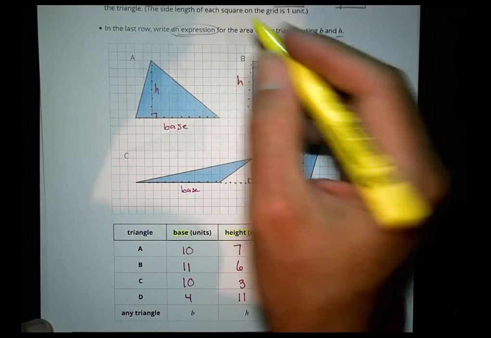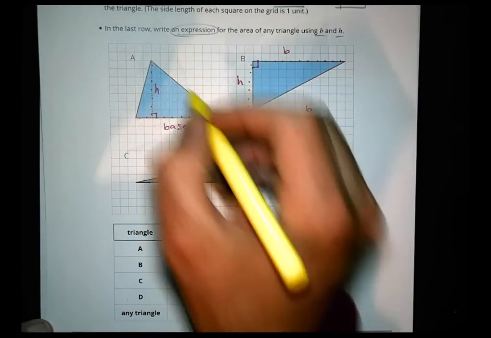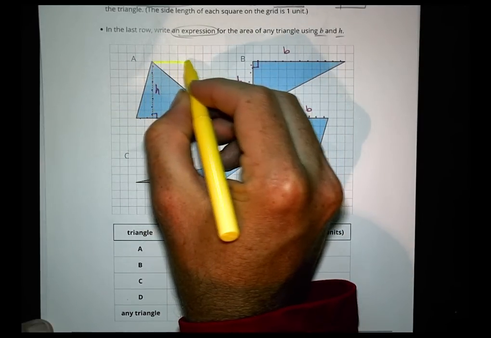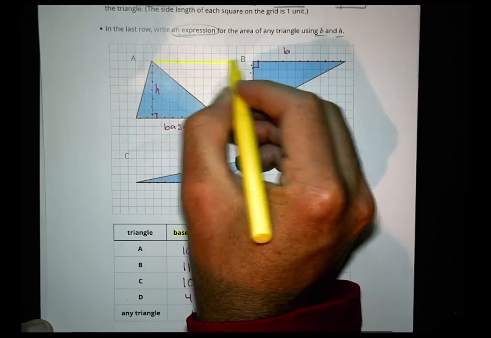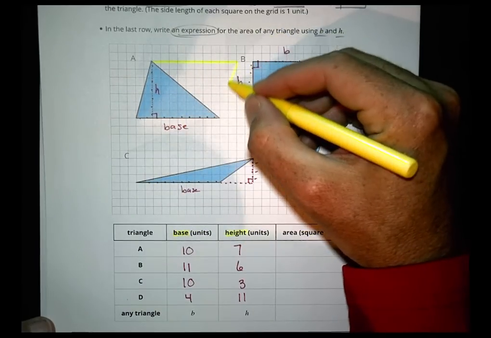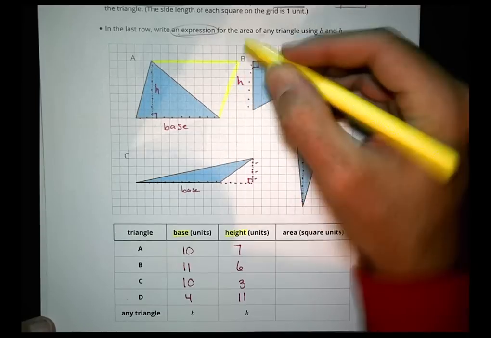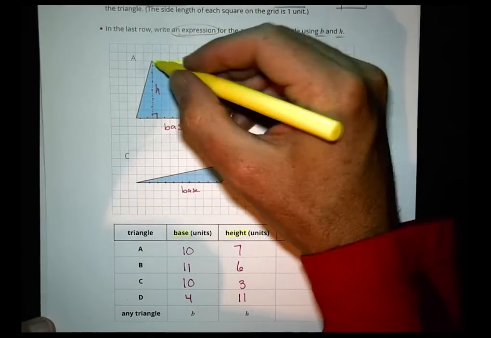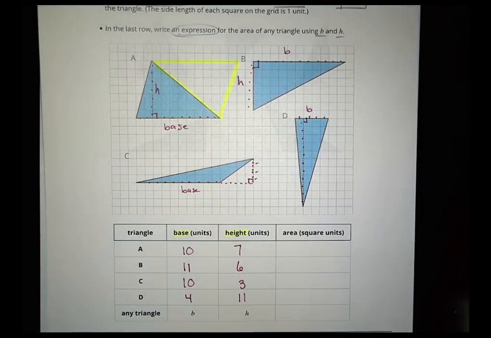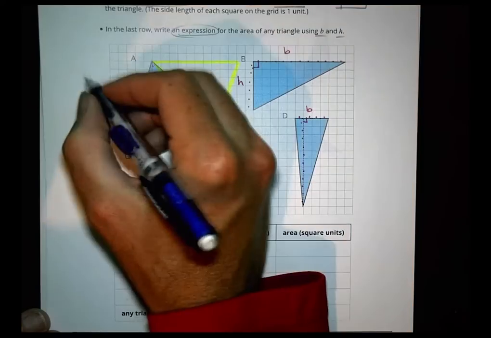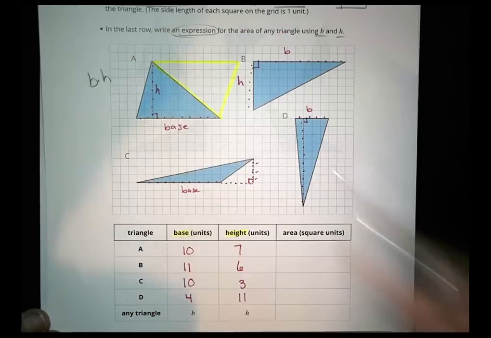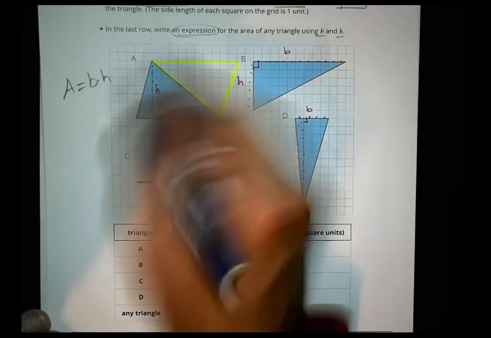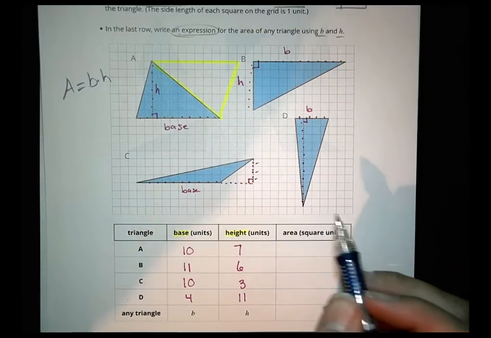So to extend this here, remember this has a base of 10. So if I extend this line out, 1, 2, 3, 4, 5, 6, 7, 8, 9, 10 to there, and then connect my line here, I can form an identical copy of the triangle to make a parallelogram. Now with the parallelogram, we said that the area of the parallelogram is base times height. Right? That was our formula to find the area of a parallelogram. But in our case here, because we're using the triangle, we don't need the whole thing.